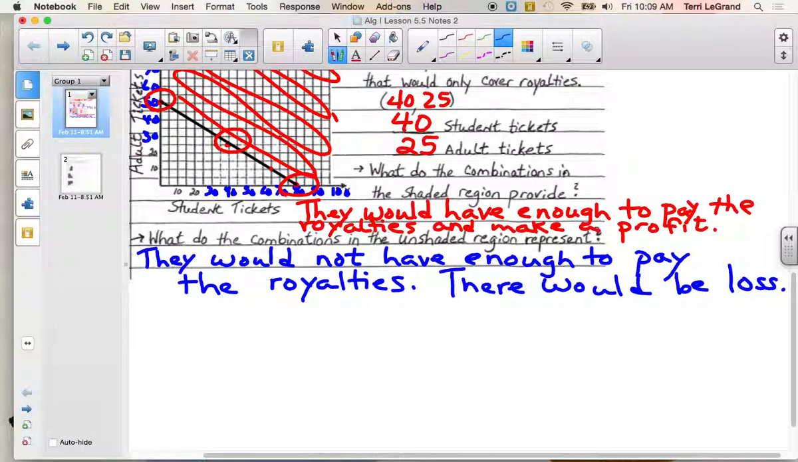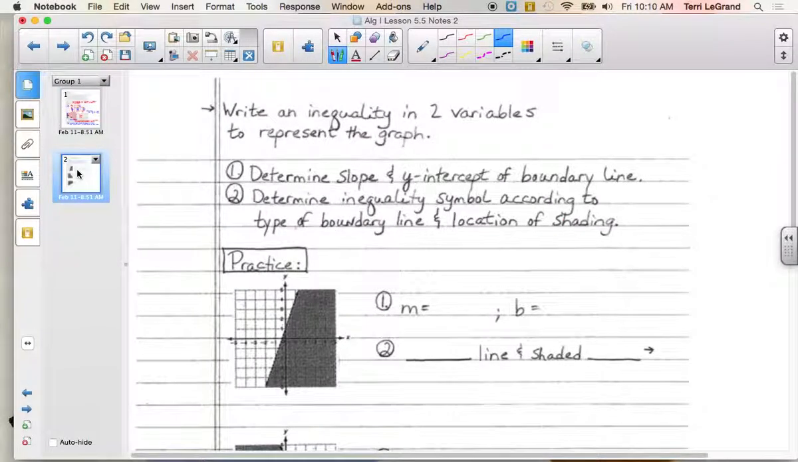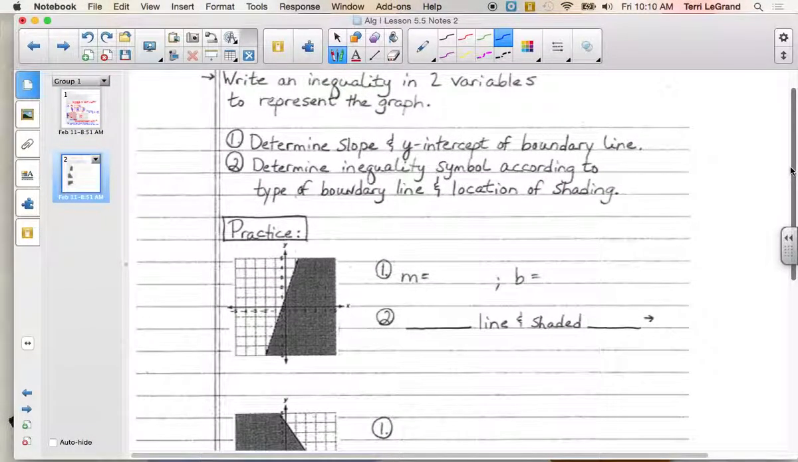Okay, so you're going to have some application problems with these linear inequalities also. Any questions or concerns at this time? No? Okay. Then let's go to the back side and let's look at the other skill we're going to be asked to do today. Write an inequality in two variables to represent the graph.